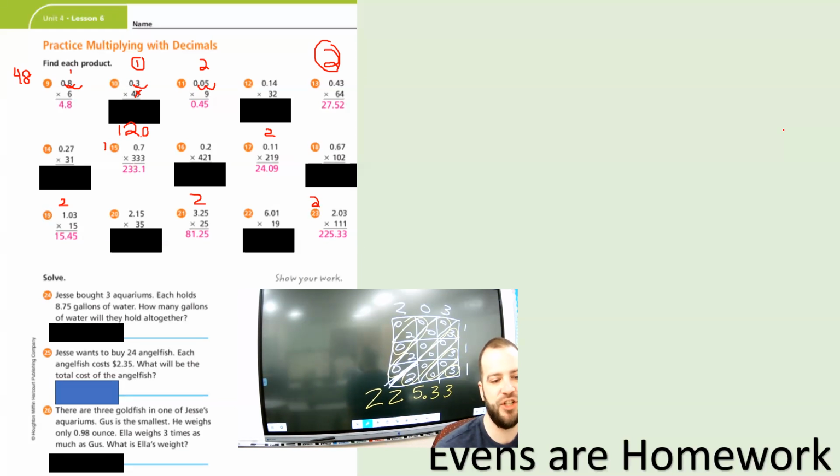Jesse wants to buy 24 angelfish. Each angelfish costs $2.35. What will be the cost of all the angelfish? So we have multiplication. 2.35 times 24.